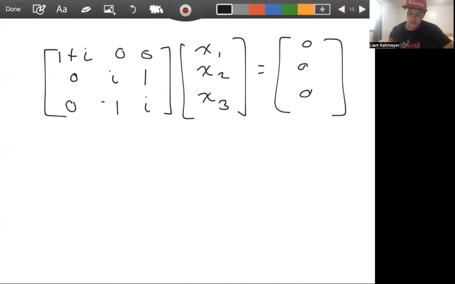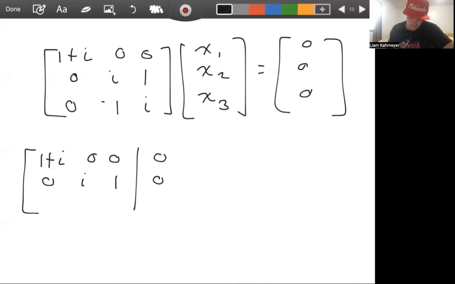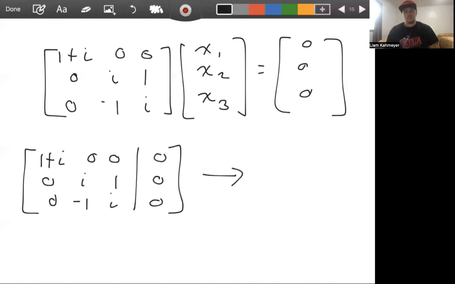And what are we doing here? Well, to find x1, x2, x3, we know how to solve a system of equations. We write the corresponding augmented matrix. So we have 1 plus i, 0, 0, 0, 0, i, 1, 0, and then 0, negative 1, i, 0. We need to put this into reduced row echelon form. Well, how do we do that? We have a lot of zeros and we're pretty lucky.